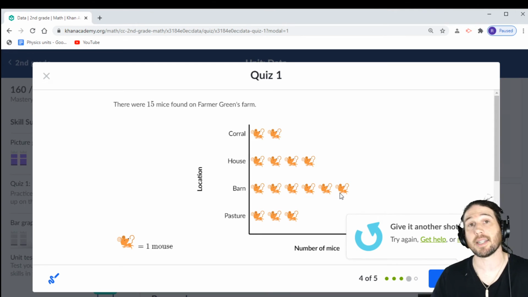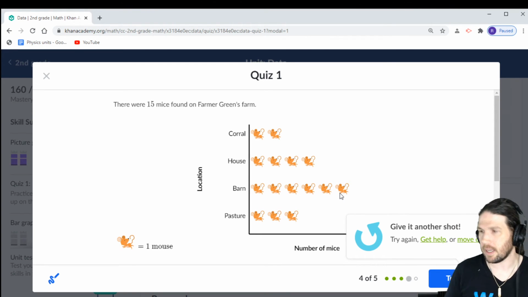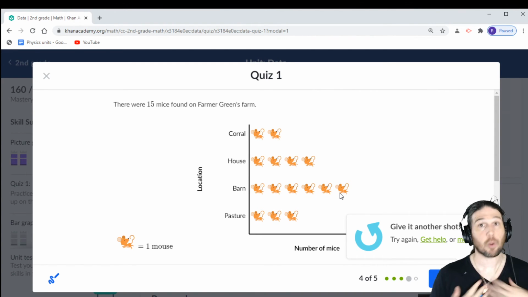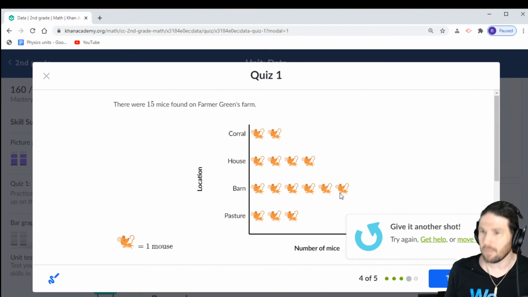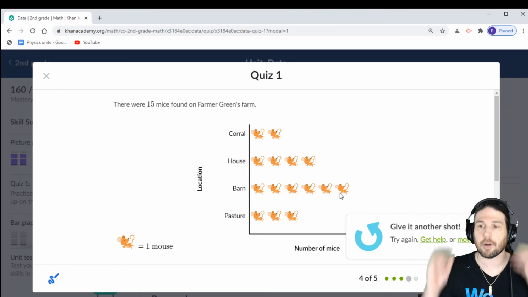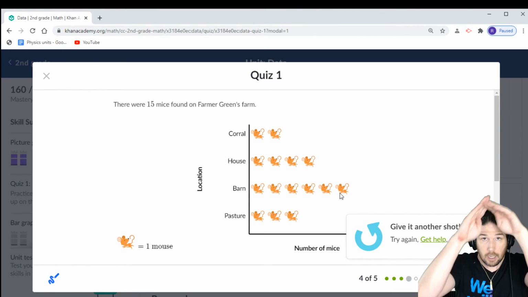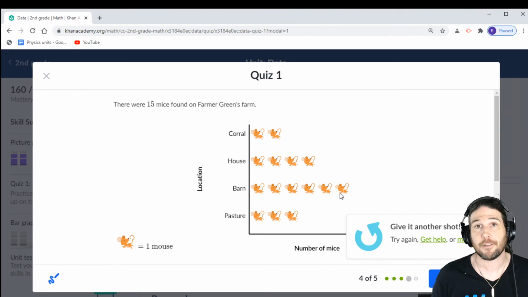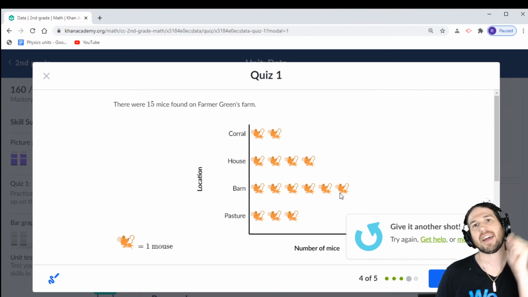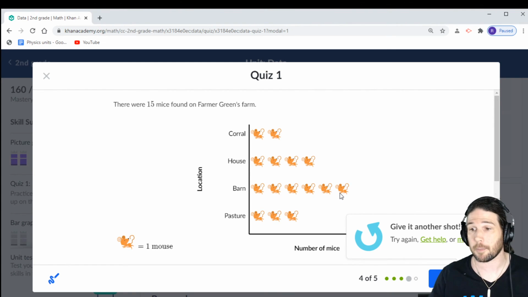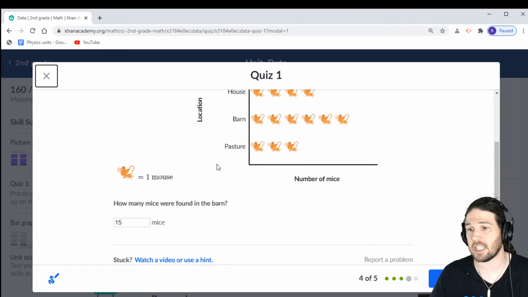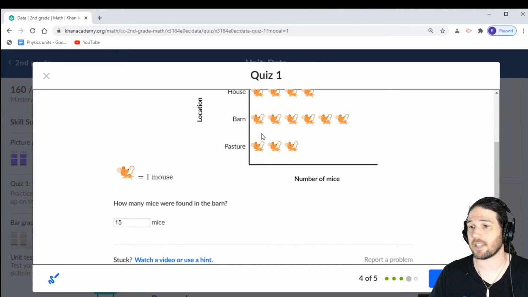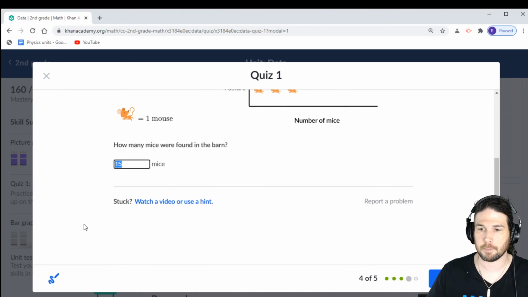This is an excellent chance. As I made a mistake, as I am wont to do, and as everybody is wont to do, what I thought was that the problem was asking us to total all of the mice together to make 15. But that is not what the problem is saying. The problem is saying how many are specifically in the barn. And the barn only has 1, 2, 3, 4, 5, 6 mice.